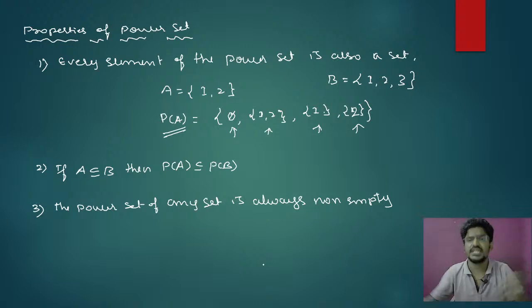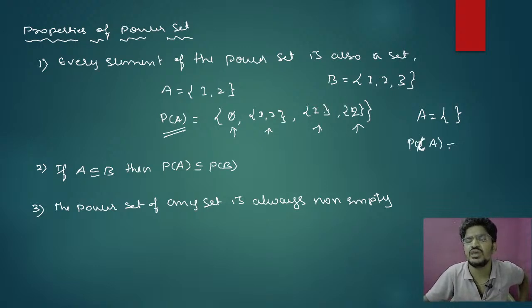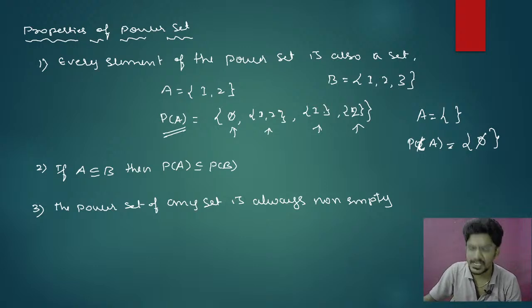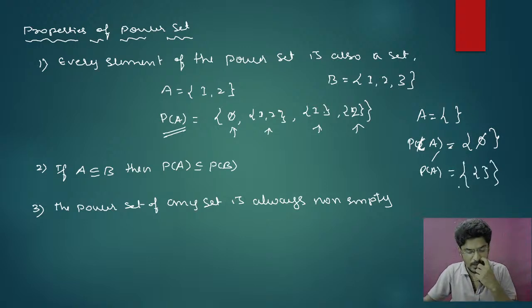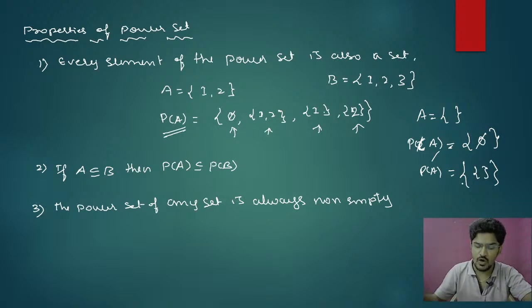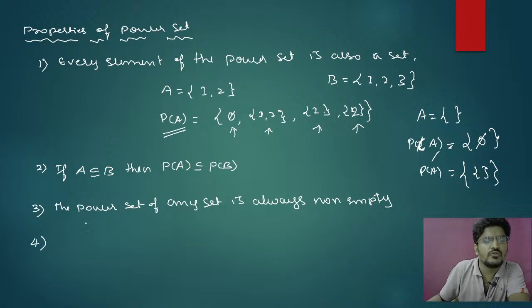You can take any set. You take the empty set. What is P of A? P of A will be equal to the set containing empty, because the empty set itself also has to be written in the power set. Clear? Otherwise you can write it like this, no problem. Okay, so the power set is always non-empty. Please remember, power set is always non-empty. Clear? Okay, next we can go for the fourth one.